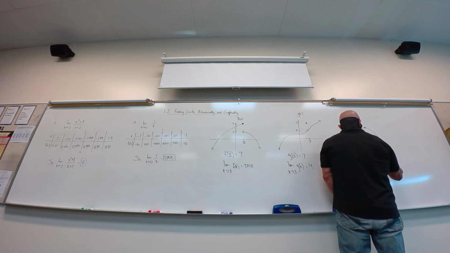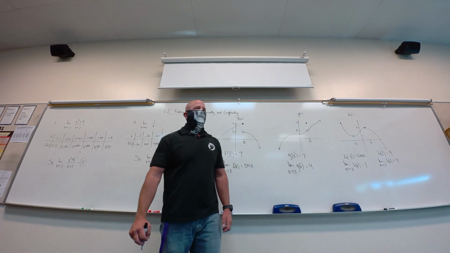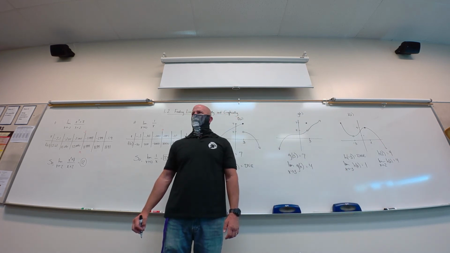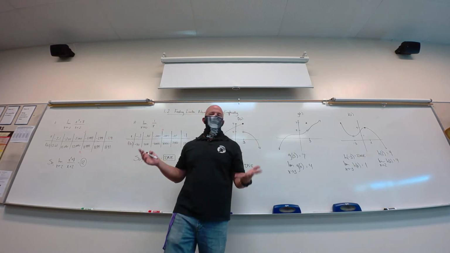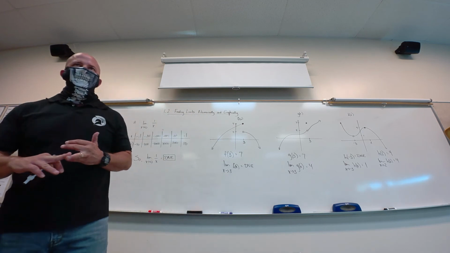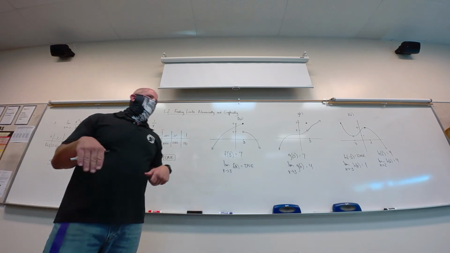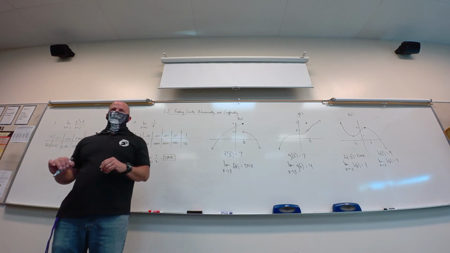Limit as x approaches 2 of h of x. Is that 4 in this case? Everybody agree with that? You're coming together and you're at 4. So you have a case where the limit and the function value are the same thing, and you have a case where the limit and the function value are not the same thing. Depends on what we're looking for.